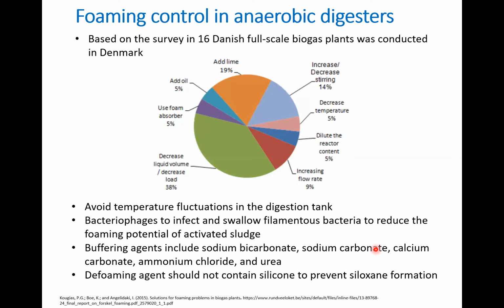Besides that, you may also find some kind of defoaming agent on the market. You can also use them, but you have to be aware that this defoaming agent should be free of silicon to prevent siloxane formation.